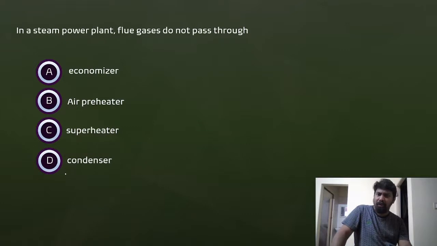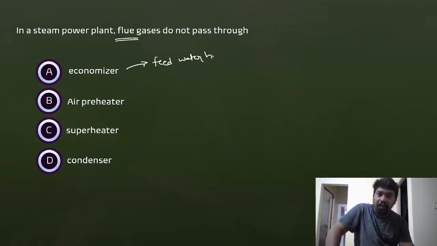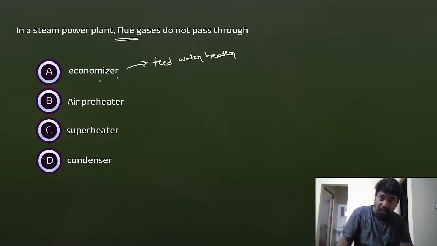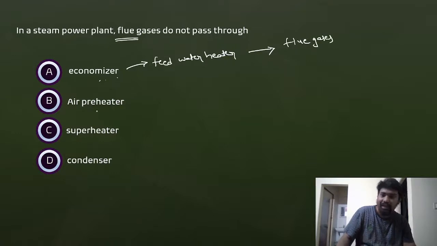In a steam power plant, flue gases do not pass through which one? Okay, economizer. It is also called feed water heater. So the feed water coming out from the condenser will pass through the feed water pumps and all. Through that it will go to the economizer, and this economizer will heat the feed water by using heat from flue gases only. So this is not the correct answer.